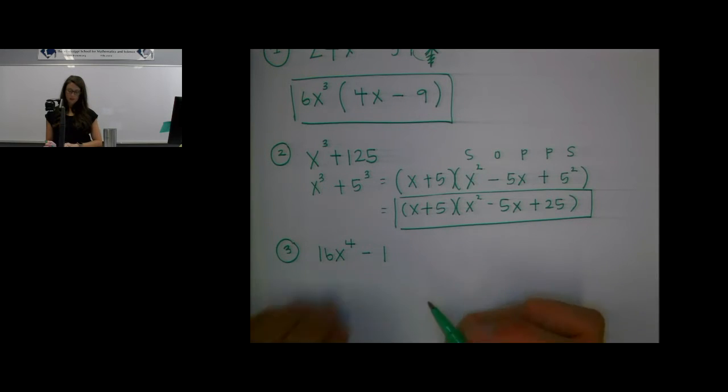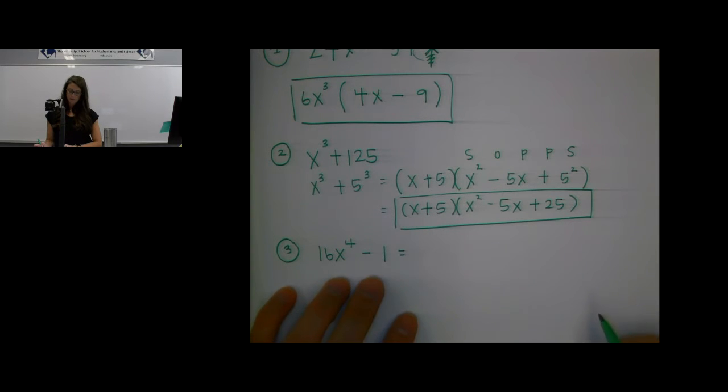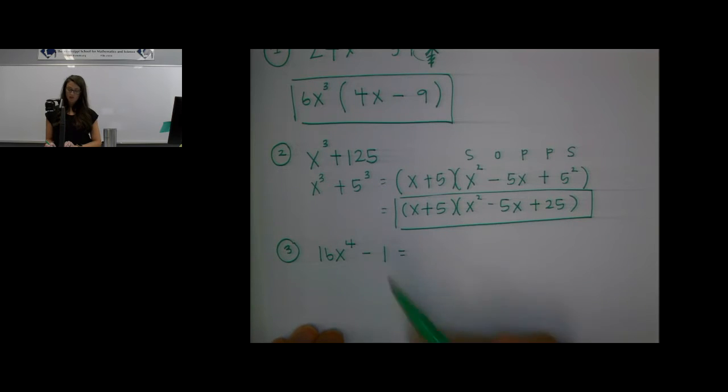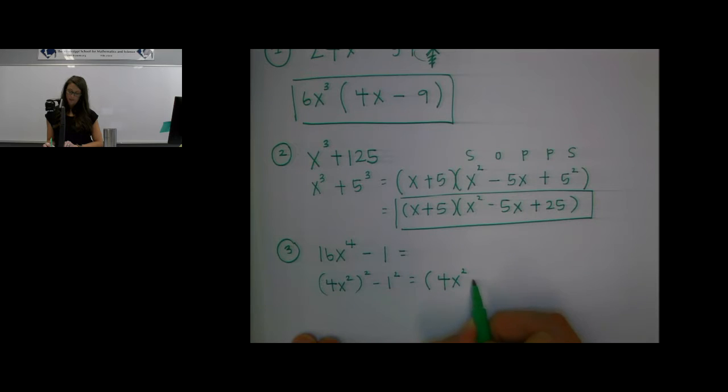Okay, what about this one? We've got 16x to the fourth minus 1 here. So can I factor anything out? Is there a greatest common factor? Nope. What about 16x to the fourth? Is that a perfect square? Okay, and it is, so that would be 4x squared, all of that squared. And what about 1? 1 is a perfect square. So this will be 4x squared minus 1 times 4x squared plus 1.